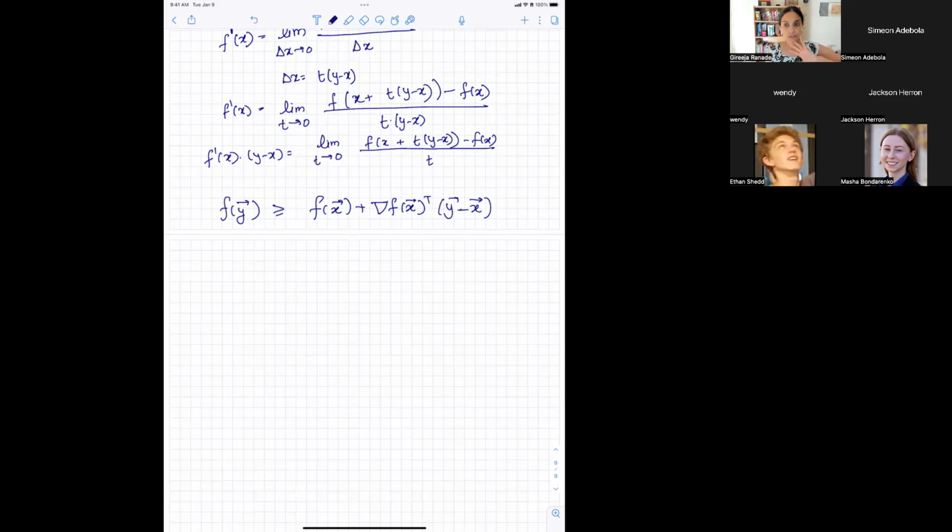Now we want to prove equivalence. Let's just prove the other direction. To prove the other direction, which is that if the first order condition holds, then f is convex.